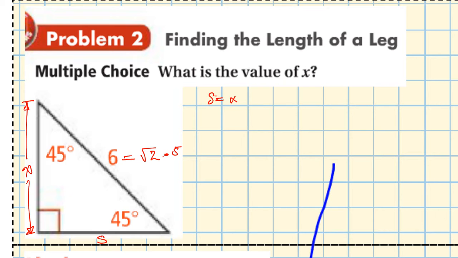The only equation that works for us in this case is 6 is equal to the square root of 2 times s. So we're going to write and solve that equation. Since we're trying to find x, or s in this case, we're going to divide both the left and the right hand side by square root of 2. On one side it cancels out, on the other side we have 6 over square root of 2. Technically that is the correct answer, but we never want to have a radical in the denominator. So we're going to multiply the top and the bottom by the square root of 2.